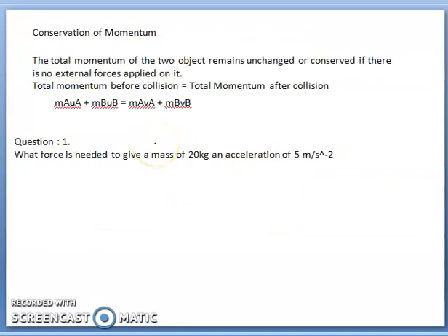Now conservation of momentum. The total momentum, we know, is always conserved when there is no external force applied on it. So the momentum before the collision and after the collision are equal, so we can write this.